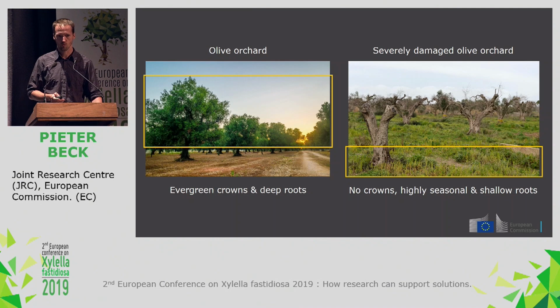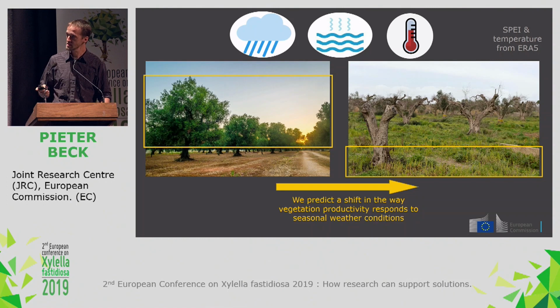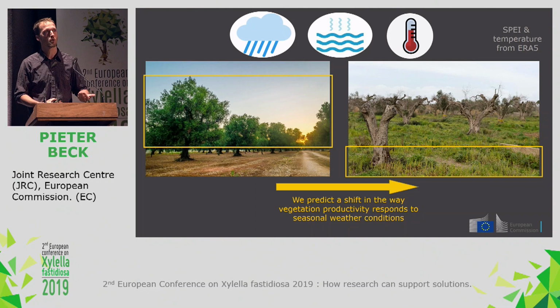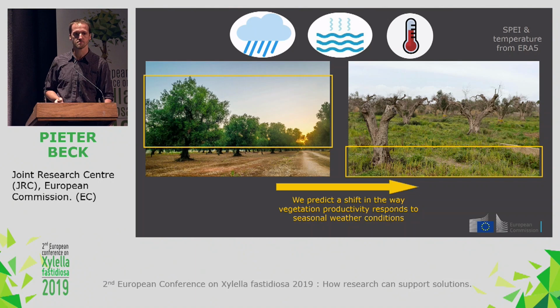So we further predicted that as an orchard gets severely damaged, you see a shift in the way the vegetation and its productivity responds to heat, to drought, to water availability, and that we model from weather data. So basically we made a model that says, depending on the weather, how green and productive the orchard should look in the satellite data in a given year, and then we compare that prediction later on to what the satellite actually sees, and the difference, we hoped, would indicate the level of damage to the orchard.